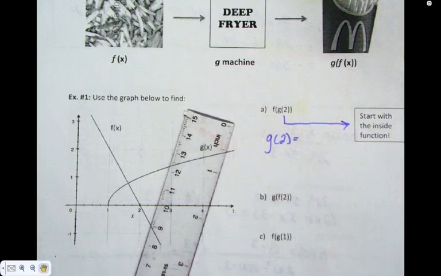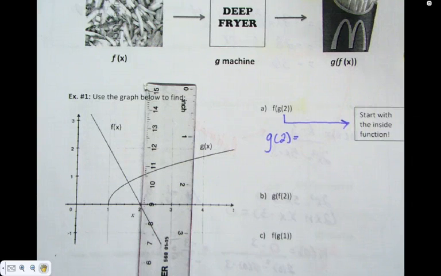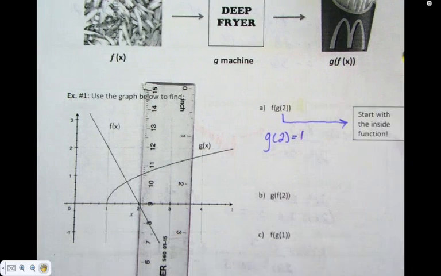So I'm going to use the ruler just like I did yesterday because it helps my eye a little bit. Go to the right function. So I'm going to go where x equals 2. Because it's g of x, I'm going up to the g function. Then I'm going across. What's the y value? Do we all agree g of 2 is 1?